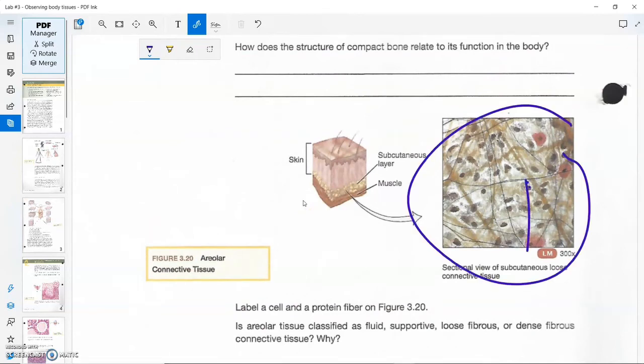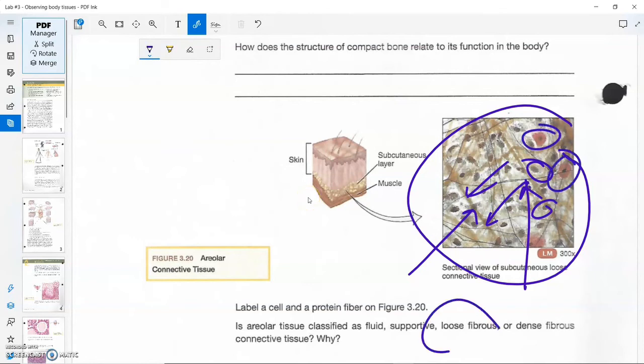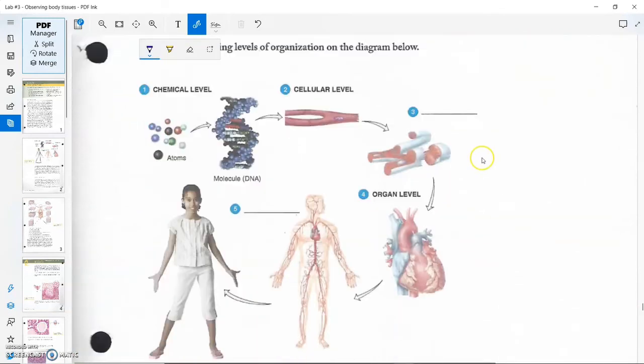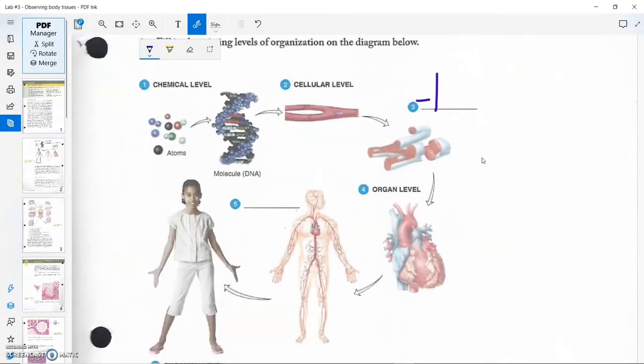So this is the areolar connective tissue. Okay, protein fibers, that's an elastic fiber. These are thick collagen fibers. You see the cellular nuclei, that's another cell that you can see. It's a loose fibrous tissue. The main function of areolar connective tissue is to cushion. So low density of protein fibers compared to tendons. So areolar tissue is not resilient to mechanical stress, but it doesn't have to be because its main function is to surround the organs and protectively cushion them. So chemical, cellular, obviously tissue level.